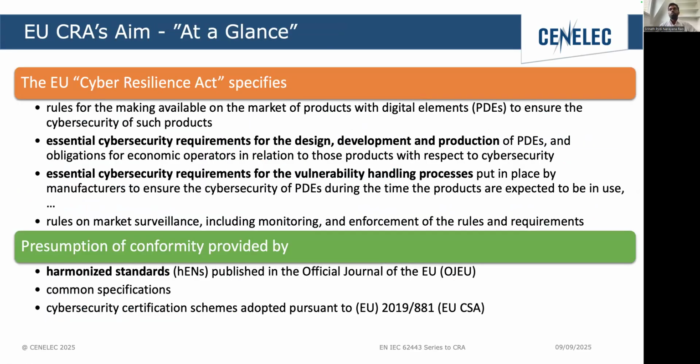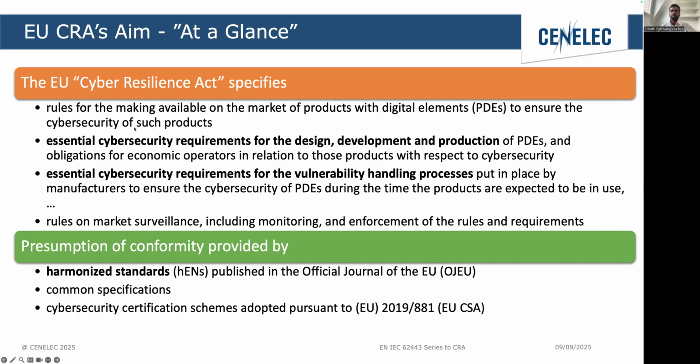Now, as Lucia explained what CRA is about, I'm going to give you a glance of what we really needed in this part. CRA is about two sections: one is the specification and the other is the presumption of conformity. The specification says what the rules are to make the product available, what the essential requirements are, what the vulnerability handling procedures and risk assessment are, and what the rules for market surveillance are. And the presumption of conformity is about testing and attesting the product.